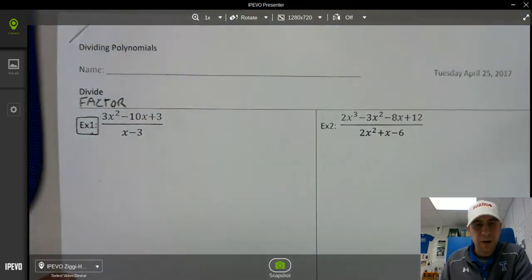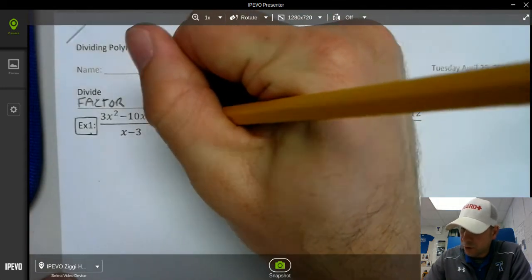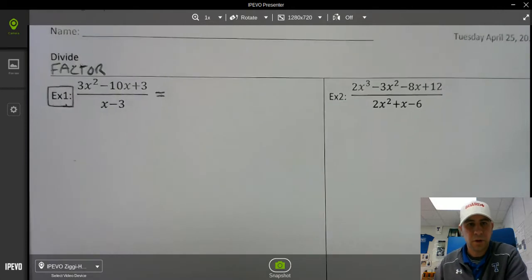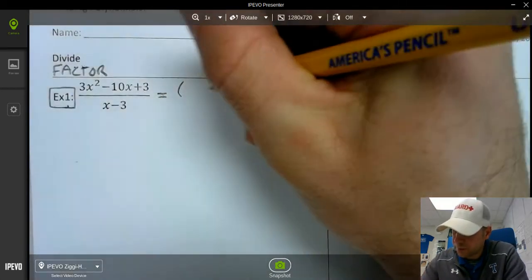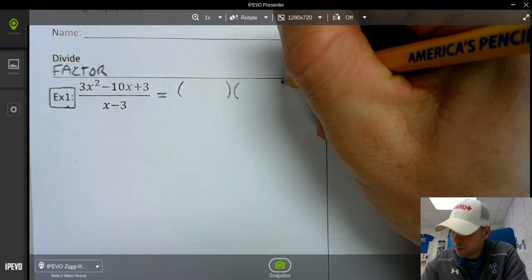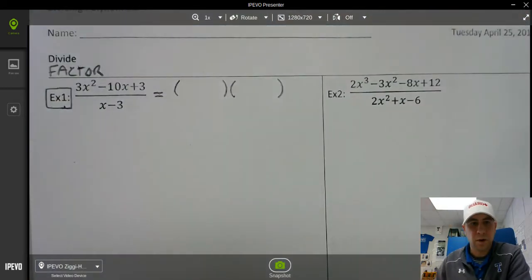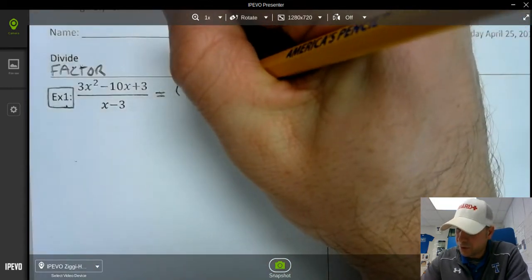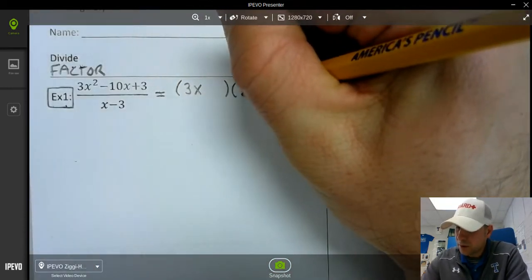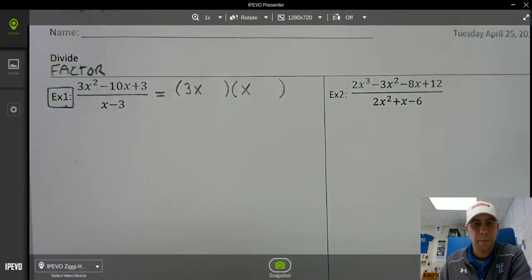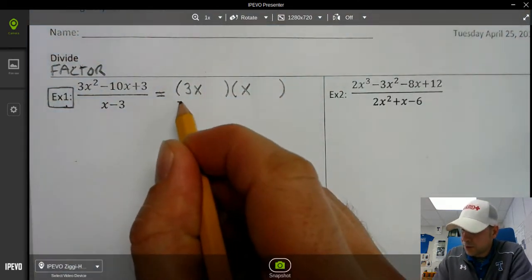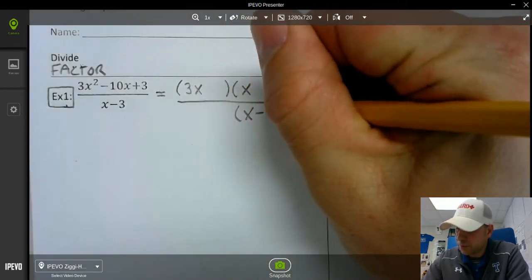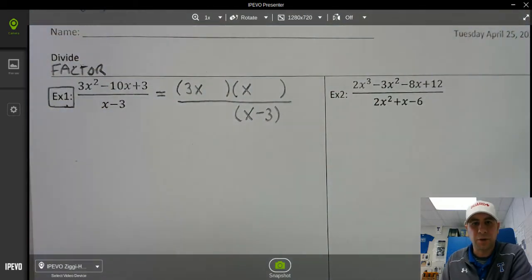Okay, so when you factor, you're going to look at the numerator. We know x squared, so 2 parentheses. Now in order to make 3x squared, we know one has to be 3x and the other is x. Okay, now we know this is going to be divided by x minus 3. Just throw that in there. Now let's go back to the factoring.